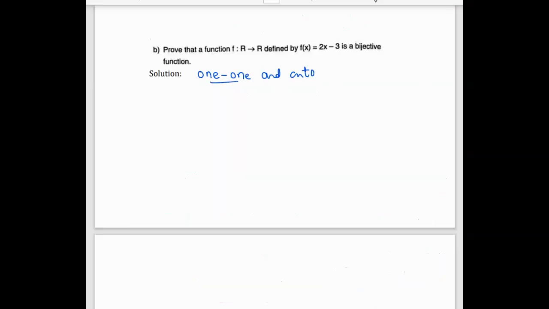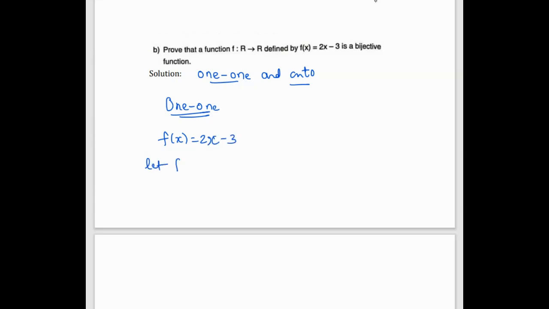If a function is one-one and onto, that is injective and surjective, then it is called bijective. So now let us find one-one here for this given function. To find one-one, what we need to do is, f of x is equal to 2x minus 3. Let f of x1 equal f of x2, where x1, x2 belong to R.